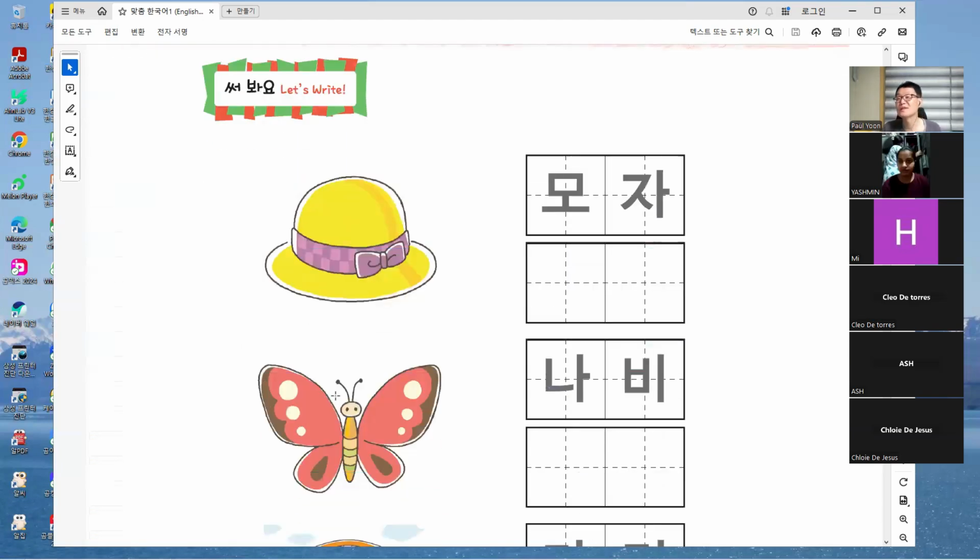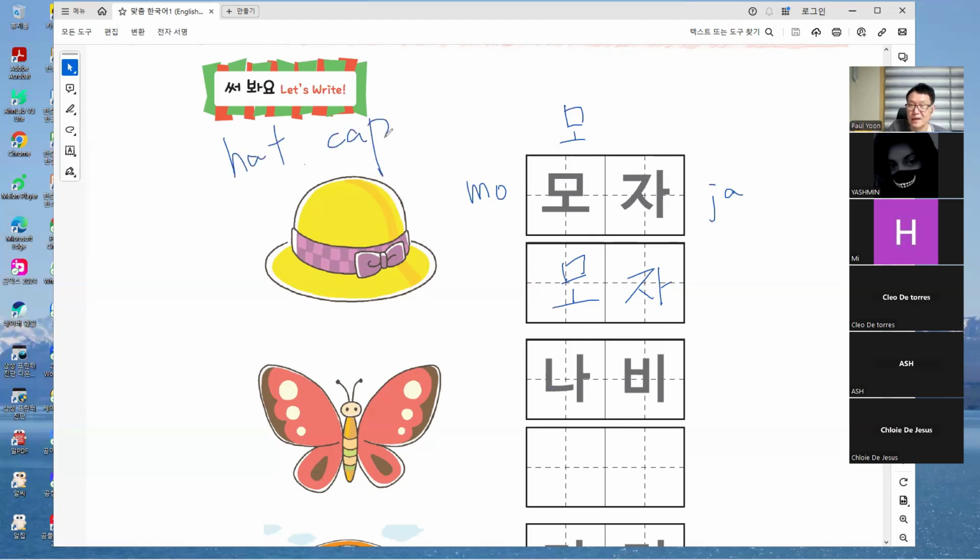So let's practice more with the real Korean vocabulary. How about this? Can you read? 모자. Okay, good. This one, M and O. Mo, right? This one, J and R. Ja, right? 모자. Can you repeat? 모자. 모자 means hat or cap in English. All kinds of hat or cap. In Korean, 모자.